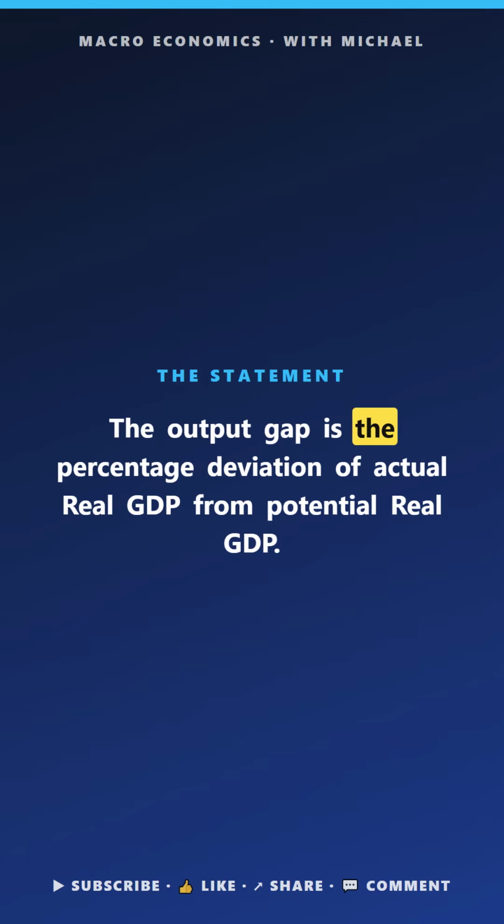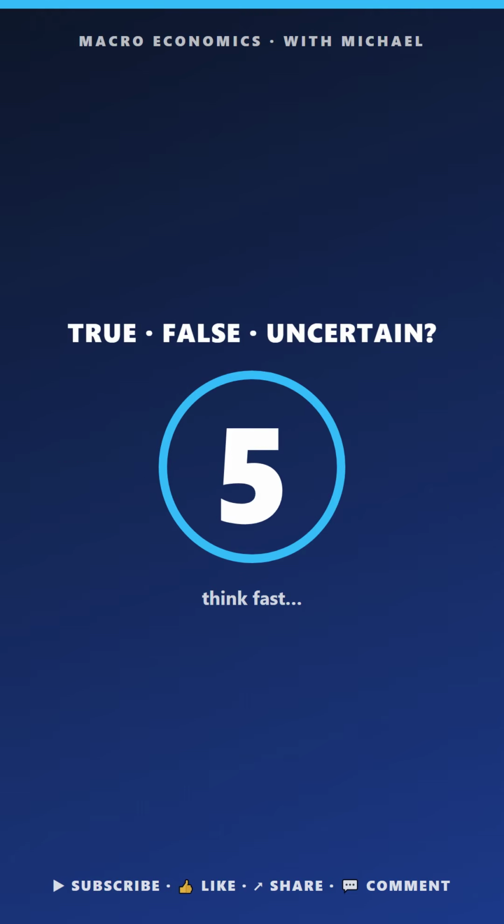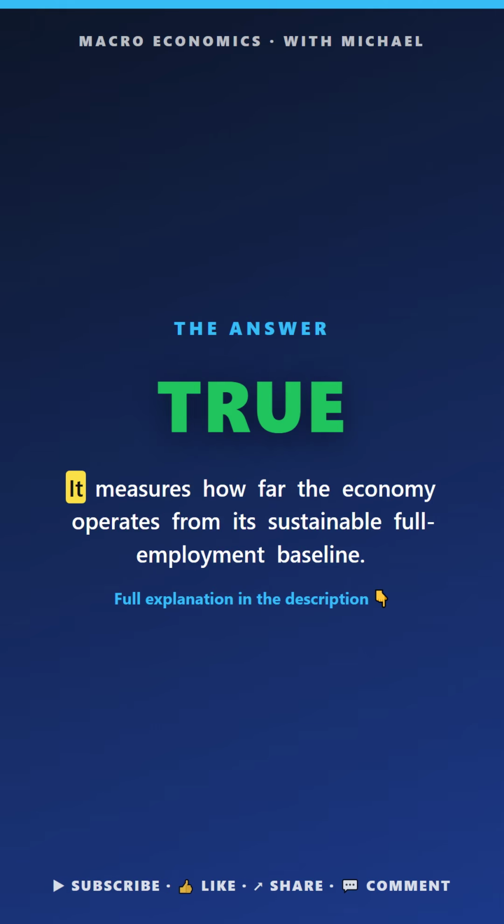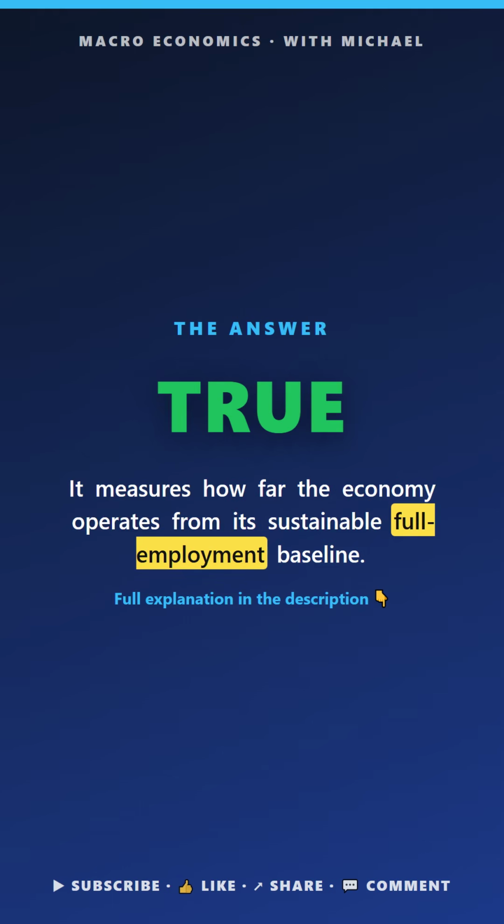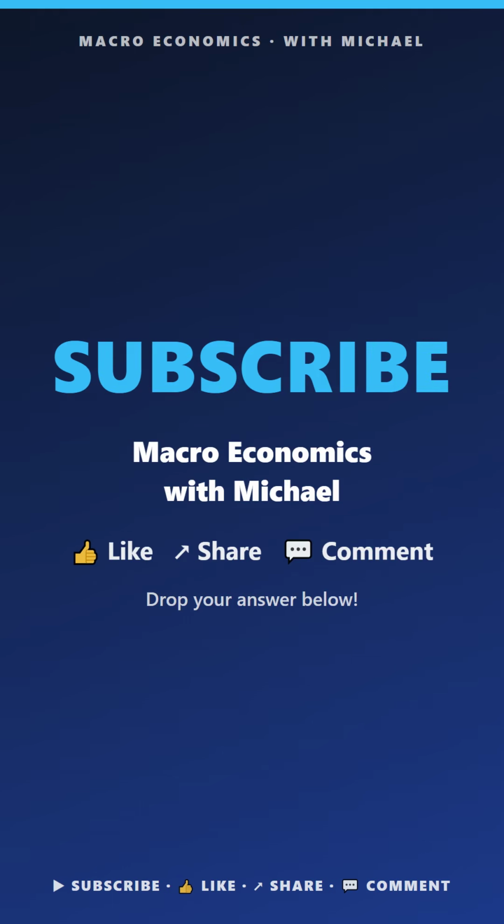The output gap is the percentage deviation of actual real GDP from potential real GDP. The answer is true. It measures how far the economy operates from its sustainable full employment baseline.